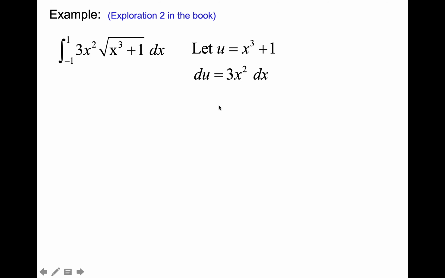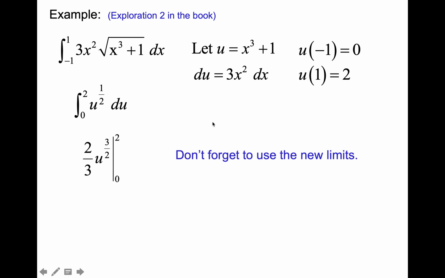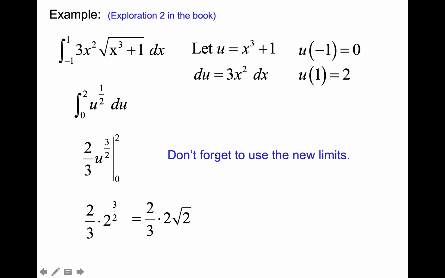Going to find new limits. So we plug in a -1, and we get 0. And we plug in a 1, I'm plugging it in right here, so 1 cubed plus 1 is 2. And so we put our new limits. This is u to the 1/2 du. Do your antiderivative, and now you're using your new limits, and when you plug those in, you can get your answer.